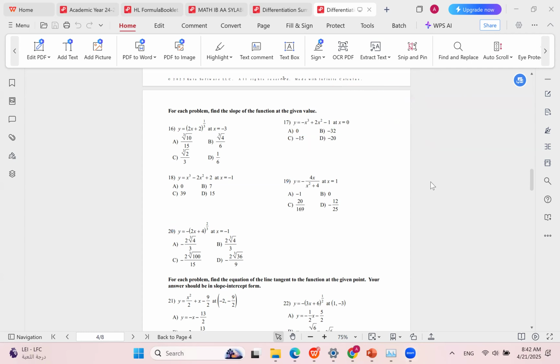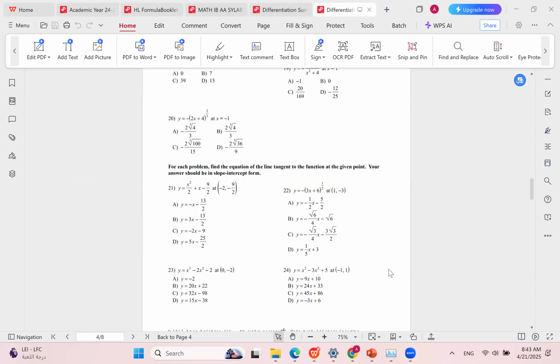Now, let's try question 18. Again, here y dash becomes 3x power 2 minus 4x, and here the x is negative 1. So 3 times negative 1 power 2 minus 4 times negative 1. So 3 plus 4 equals 7. So the correct choice here is 7.